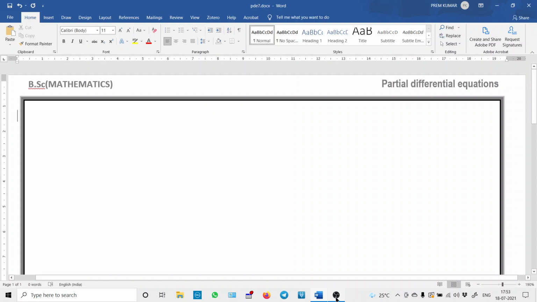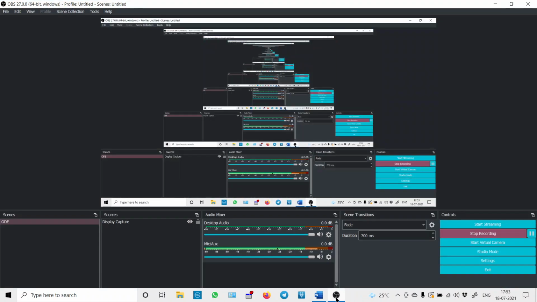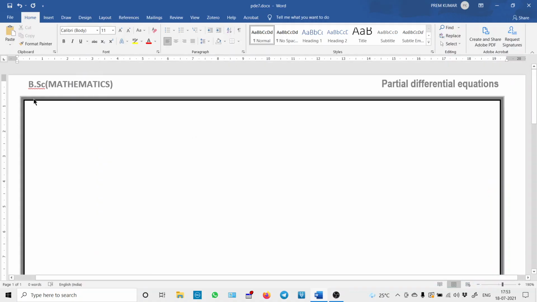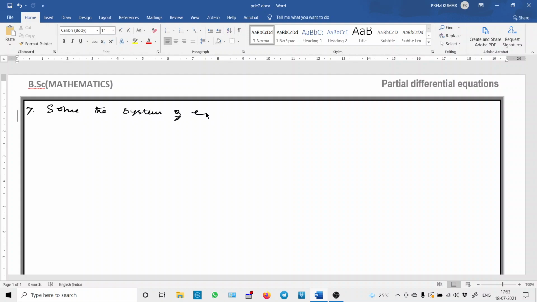Now the next problem, number 7. Solve the system of equations.